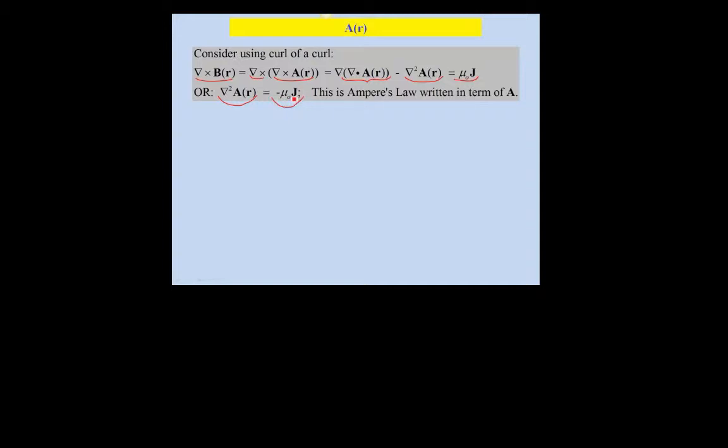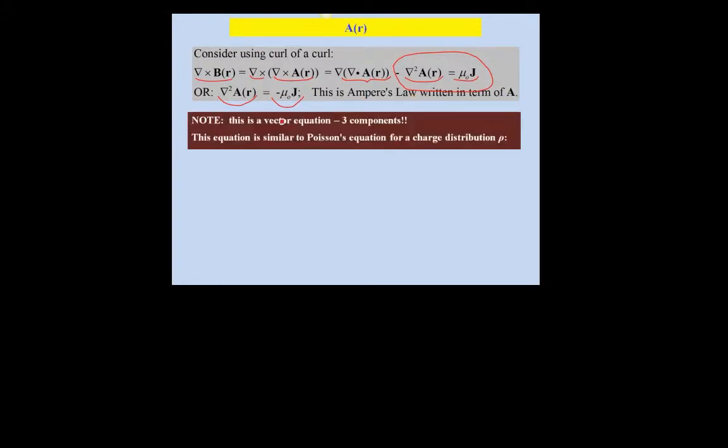Okay, remember this equation here comes about because this term here is 0. So we're left with this equation, which is equivalent to this one. Well, this equation here is called Ampere's Law, written in terms of the vector potential A. This is a vector equation.